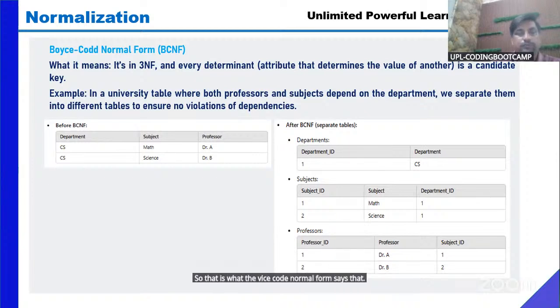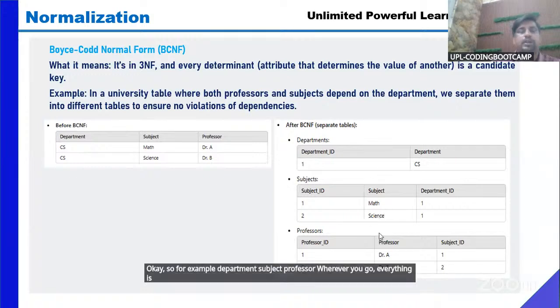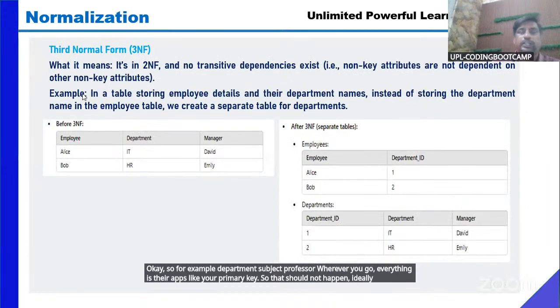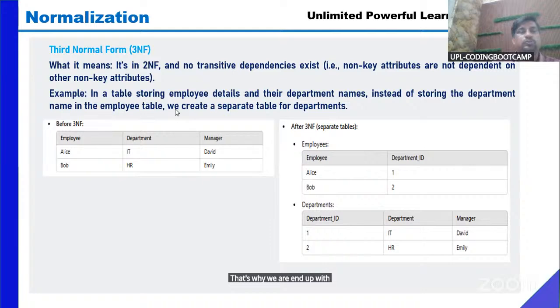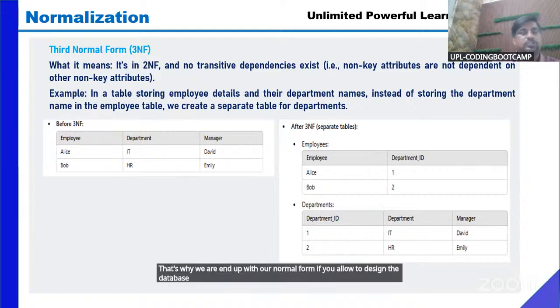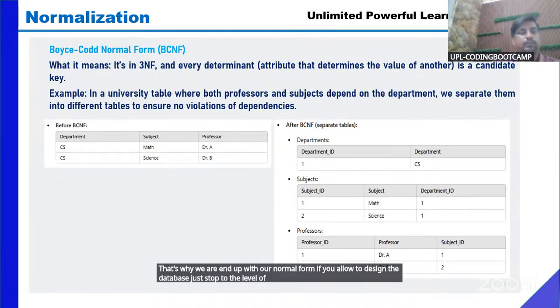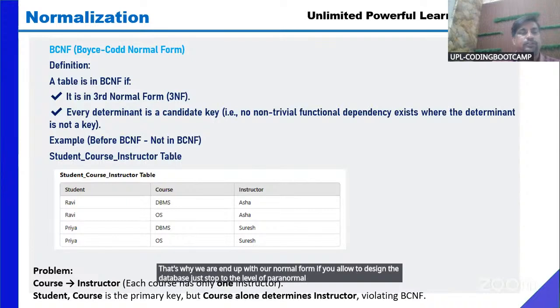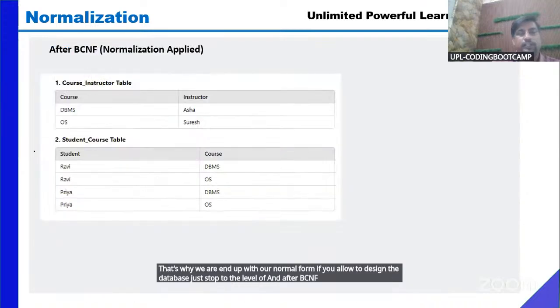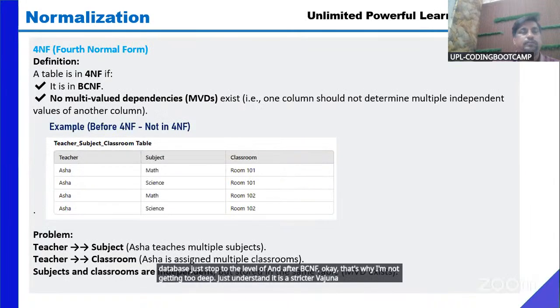So for example, department, subject, professor, wherever you go, everything acts like a primary key. That should not happen, ideally speaking, but theoretically that is correct. That's why we end up with third normal form. If you are allowed to design the database, just stop at the level of third normal form. After BCNF, I'm not getting into depth. Just understand it is a stricter version of third normal form.